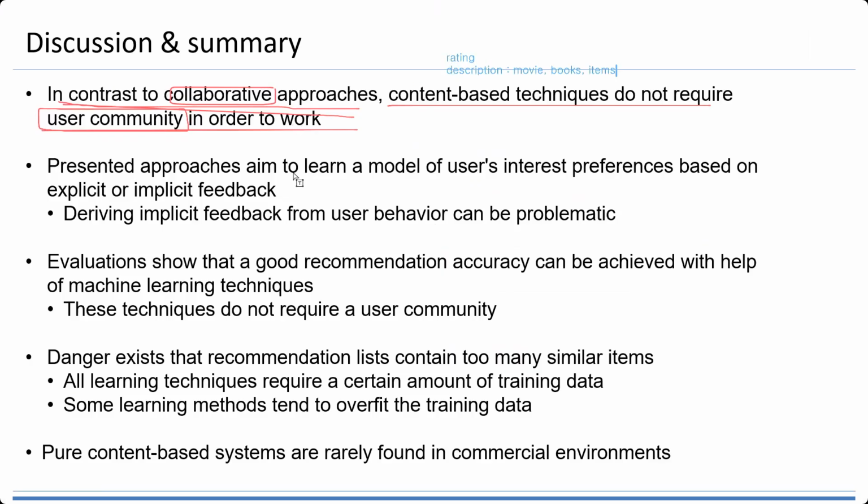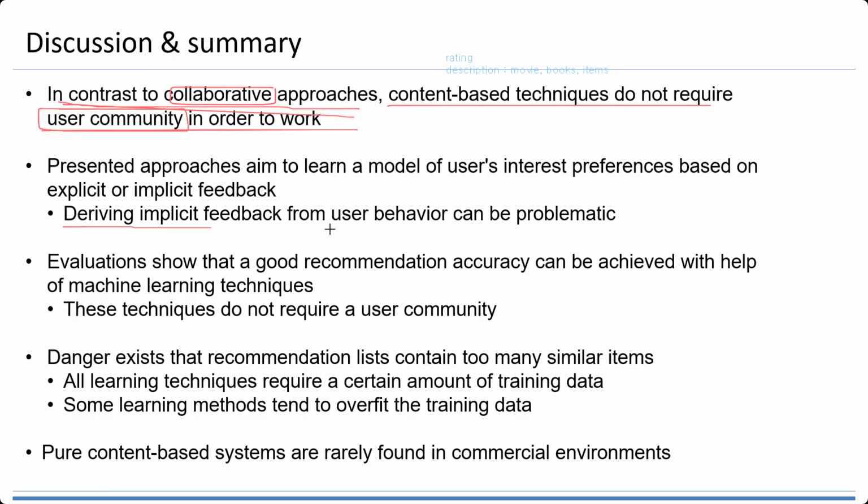And the presented approach aims to learn a model of user interests, preferences based on the explicit or implicit feedback. So if we have the feedback, if we have the rating, then it is additional information. And this additional information can be used to look at whether this is relevant or not relevant document, whether this is the item that user like or not.